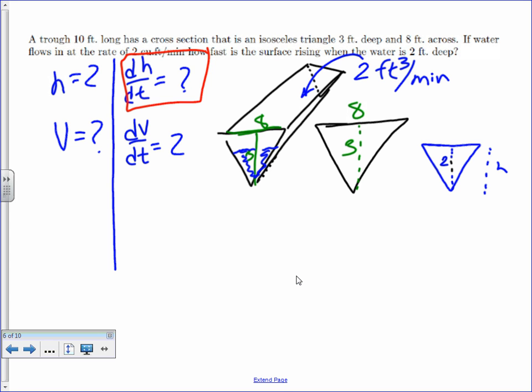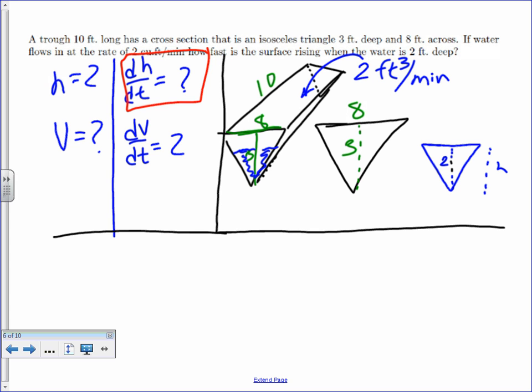We know some stuff about the trough. Oh, I forgot to add that it's 10 feet long. We know that, but for right now that's not super important because our question asks us particularly about how fast the surface of the water is rising. So let's focus on that, and we'll go back and add in anything about our trough if we need to. Here's my picture. I'm going to use the volume formula, specifically with the water, because dV/dt is about the water, not about how the whole trough is changing. The whole trough isn't changing at all. We just care about the water.